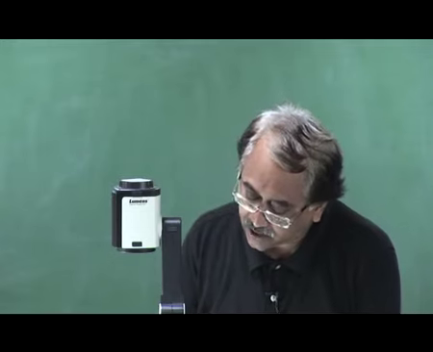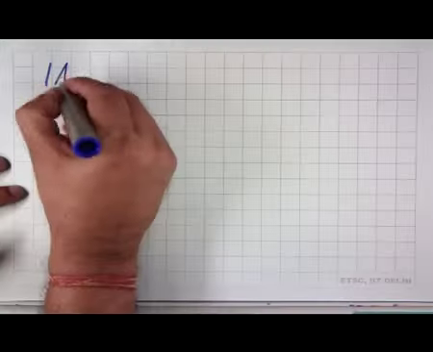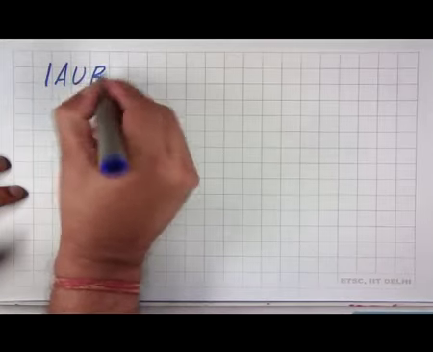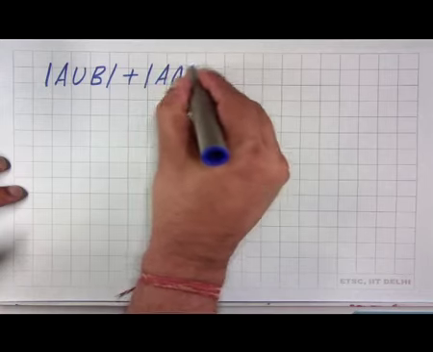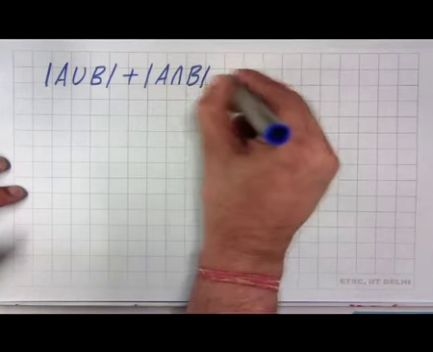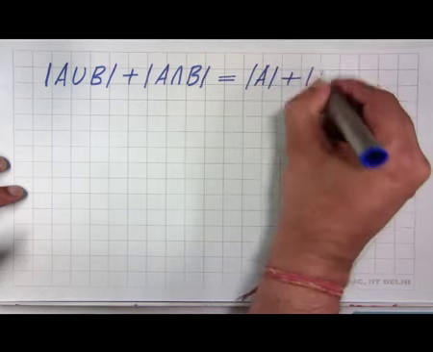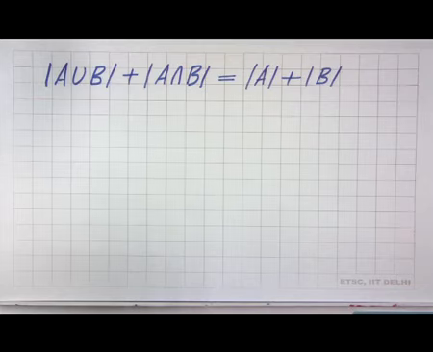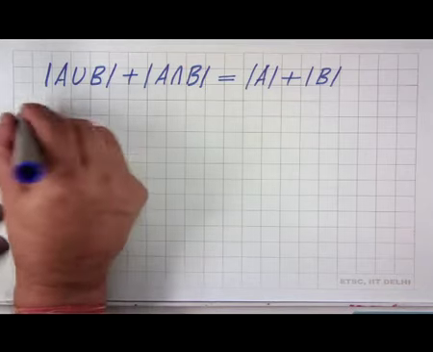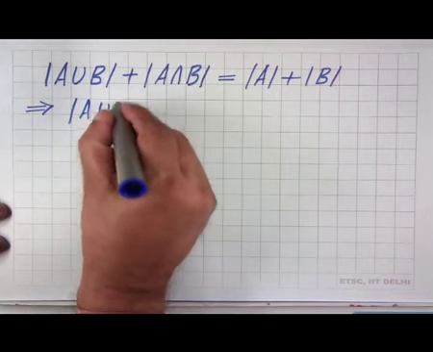So let me remind myself what I did for the 2 set version first. A union B plus A intersection B is equal to A plus B. What I meant, of course, was the size of those sets, not just the sets. Let me write this in a slightly different fashion, the one I want to use for pi.